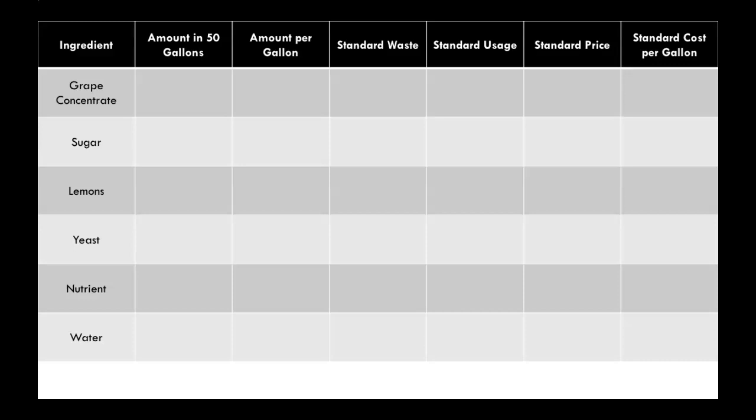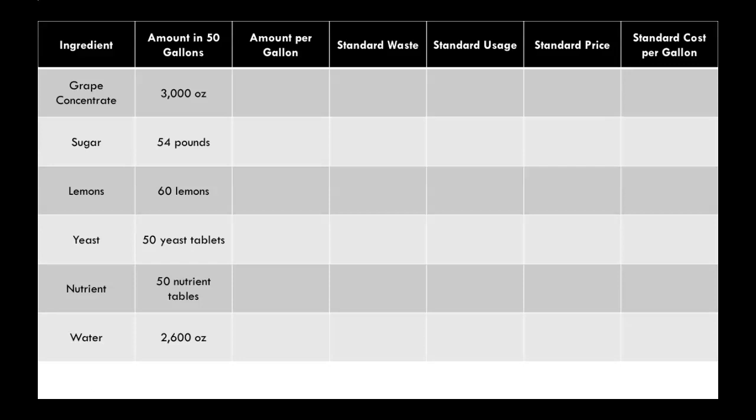The next column is how much of each ingredient are you going to need in a 50-gallon batch, right? So these are the numbers that were given to us. The 3,000 ounces, 54 pounds, 60 lemons, right? Those were the numbers given to us originally. But we want to know the standard cost for 1 gallon. So, step number 1 to get there is to figure out how much of each ingredient would go into 1 gallon of wine.